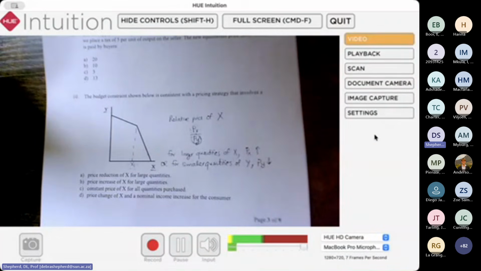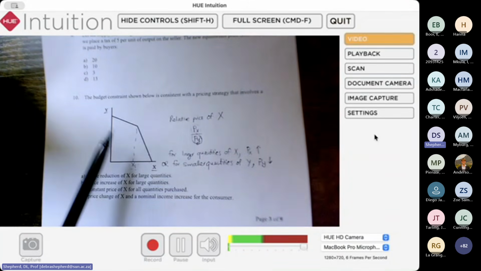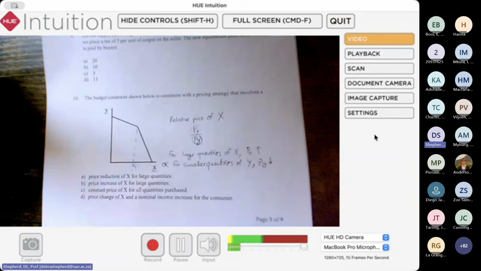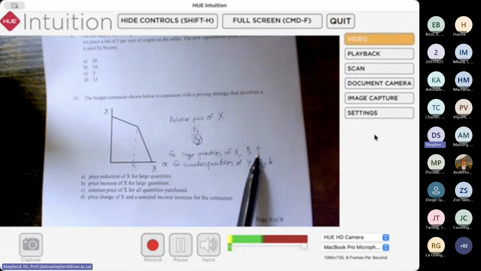Okay, so the only reason the budget constraint could look like this, assuming we hold one of the prices constant, is because either the more we consume of X, X gets more expensive, or the less we consume of Y, Y becomes cheaper. Okay, so we look at the answers.